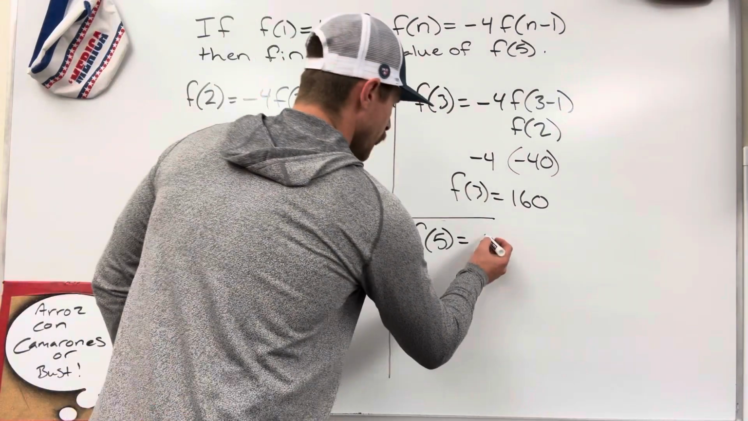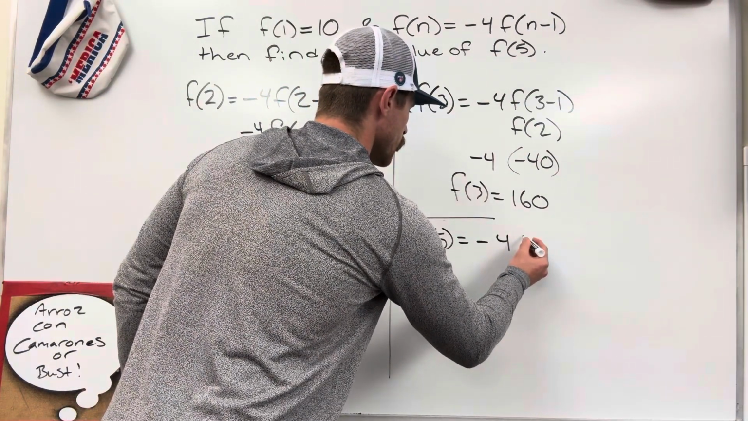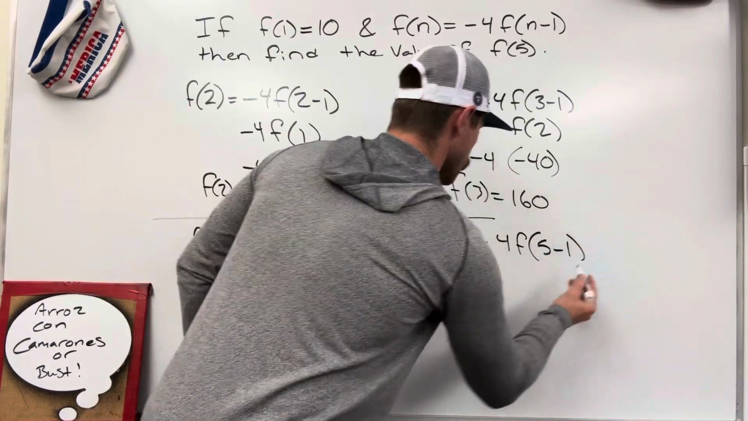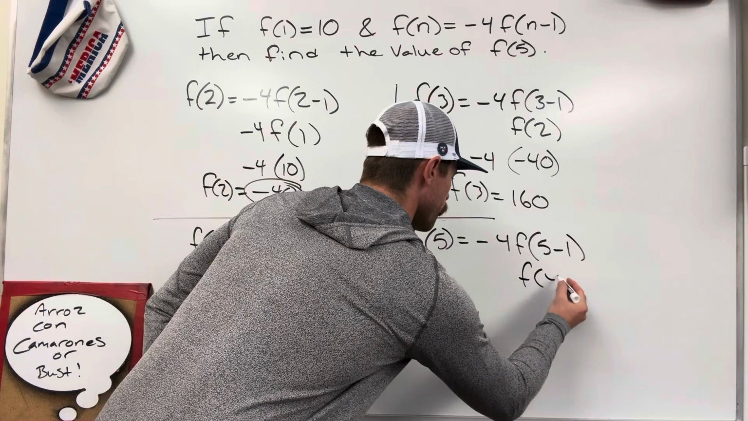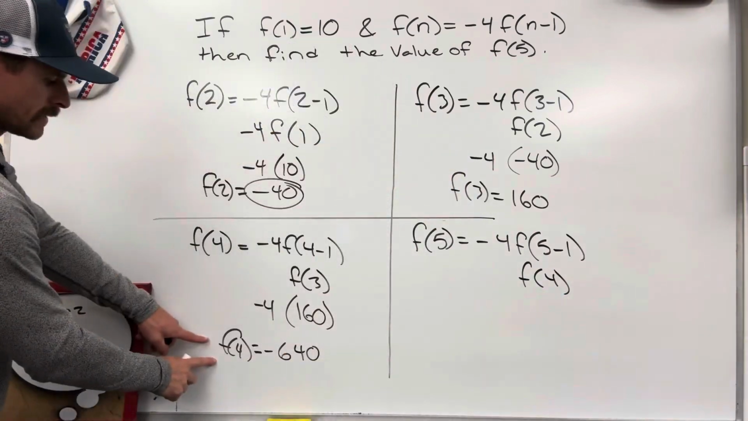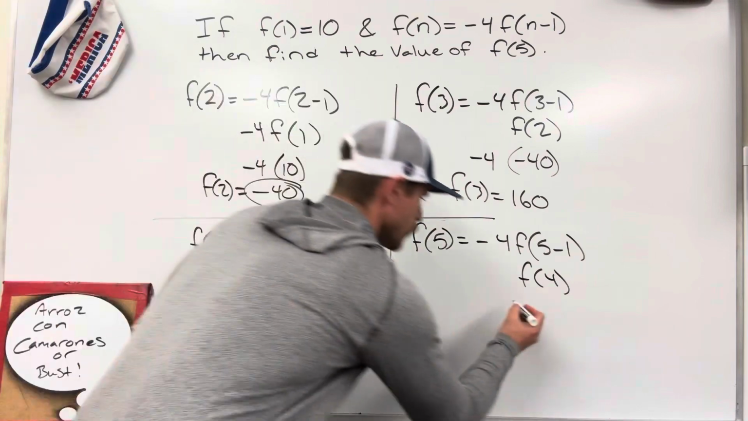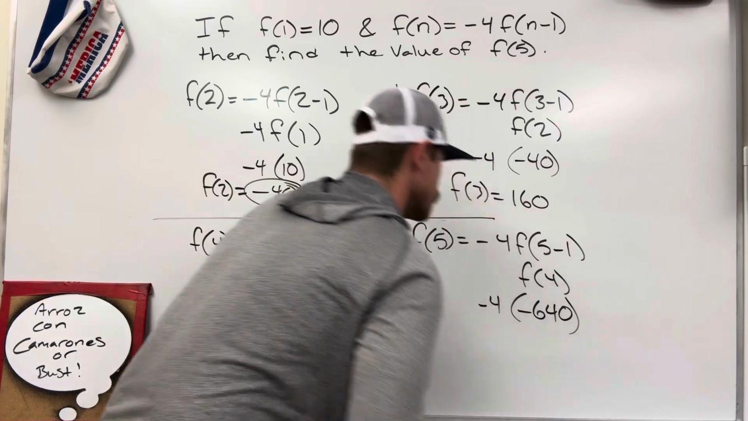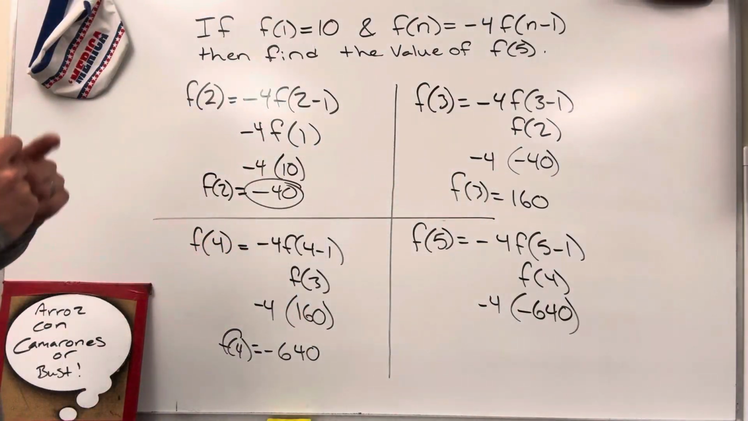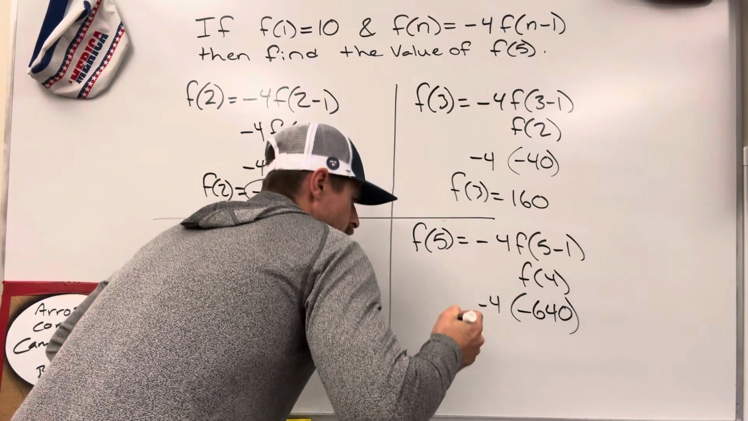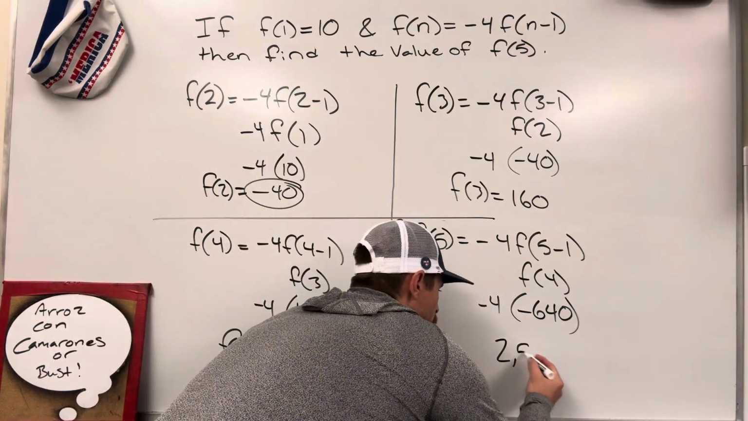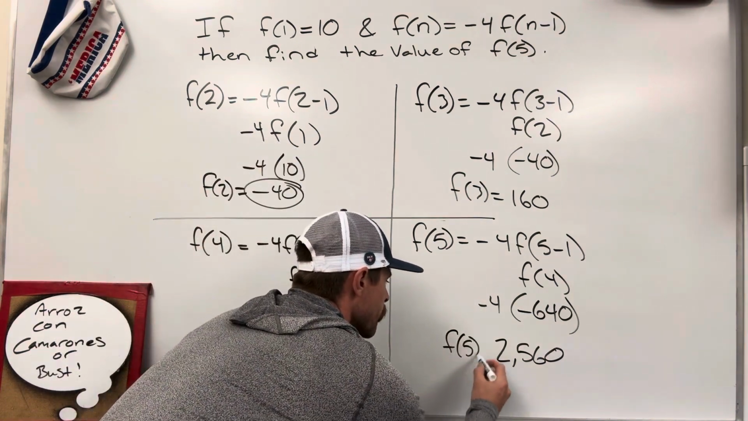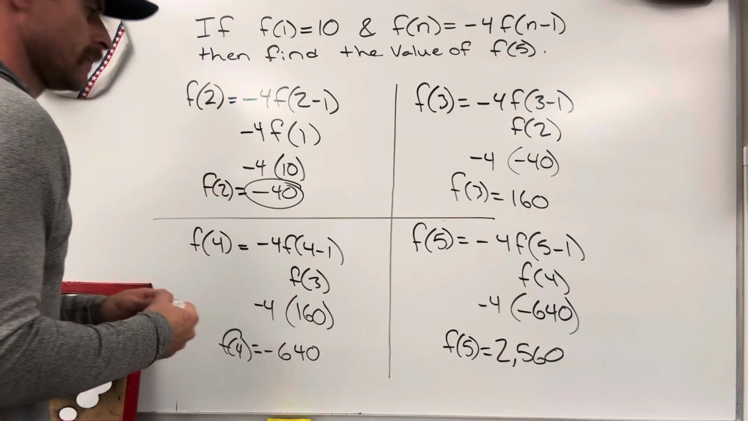So we've got f of 5 is going to be negative 4 times f of 5 minus 1. 5 minus 1 makes a 4. We know f of 4 is negative 640. So I'm going to put negative 640 times negative 4. Just give me a second to process this one out. Positive 2,560 for f of 5. And that right there is how you would do it.